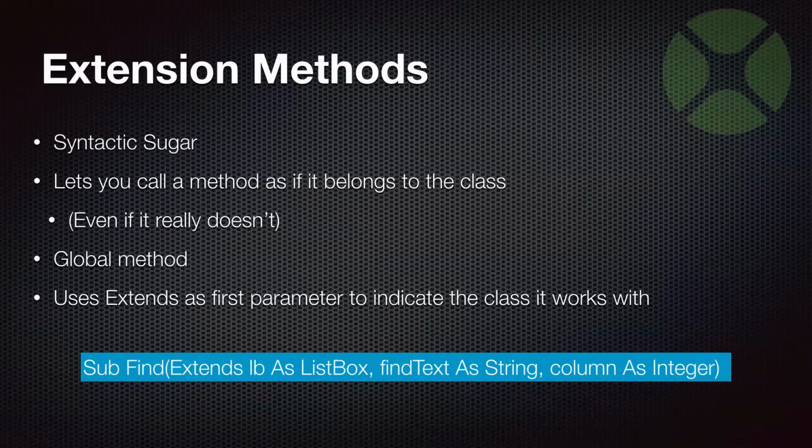Now, even though the find method is technically not on the listbox class, it allows you to call it as if it were. And it's not really any different than if you just implemented a global method and passed in the list box as the first parameter. So you did find parenthesis listbox1 comma and then the arguments. So that's why we call it syntactic sugar. It doesn't really provide different functionality. It just changes the readability of your source code.